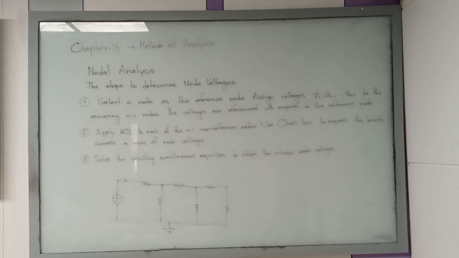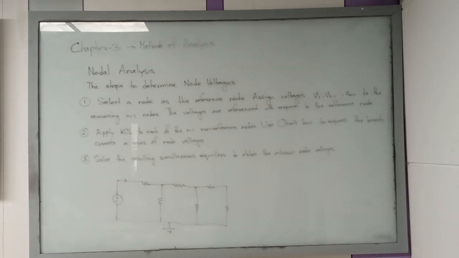So then we go to the second step. Apply KCL to all other nodes except the reference node. So apply KCL to each of the n-1 non-reference nodes. The nodes that are not connected to the reference node are called non-reference nodes, okay? So we apply KCL on those non-reference nodes. In nodal analysis we apply Kirchhoff's current law.